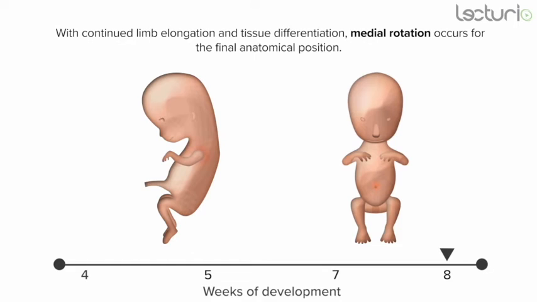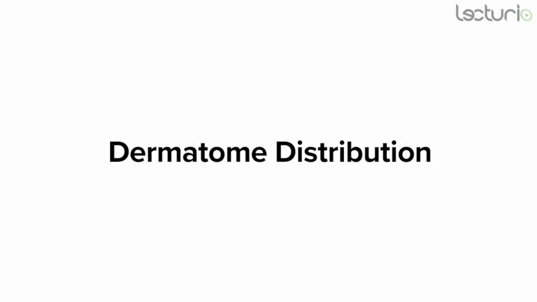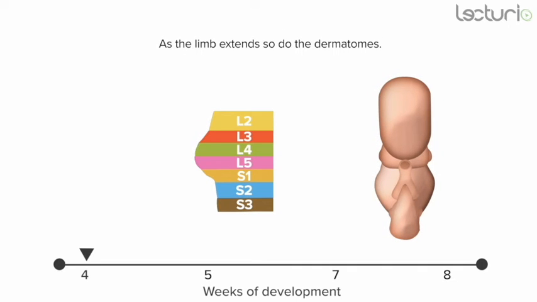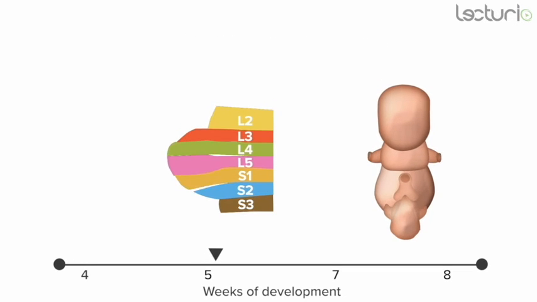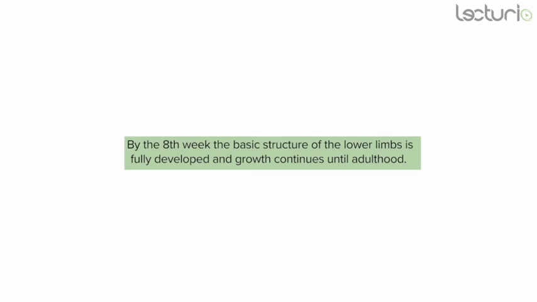With continued limb elongation and tissue differentiation, medial rotation occurs for the final anatomical position. As the limb extends, so do the dermatomes. By the 8th week, the basic structure of the lower limbs is fully developed and growth continues until adulthood.